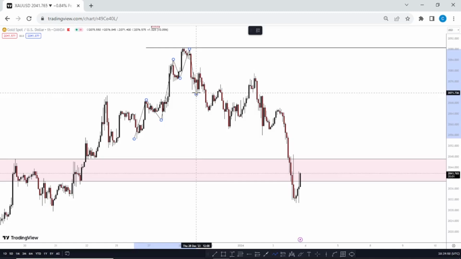Right? Since the H1 market structure shifted from bullish to bearish, it gave us the confirmation that the H4 time frame has begun its retracement. So after price created this lower low, what did it do next? It came back down to create a new lower high.